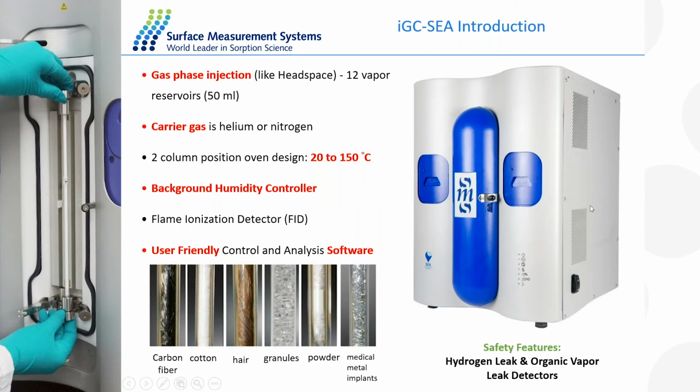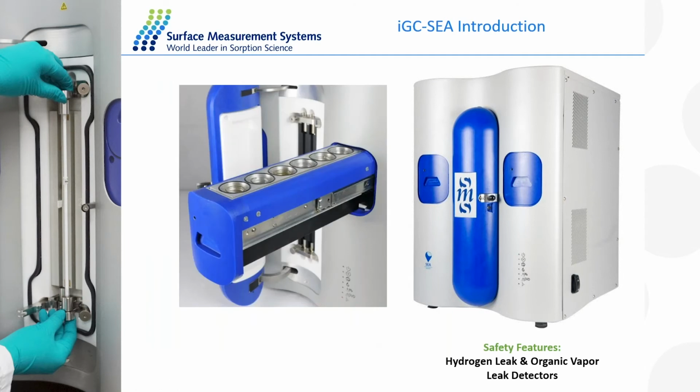On the right-hand side is an iGC-SEA system. As you can see, there's a door in the middle and two drawers that open up. Each drawer is occupied by 6 different reservoirs, and this is where you put your gas vapors and your solvents that you wish to use for analysis. Typically, we introduce some non-polar and polar probes into the system. This is very useful, especially when analyzing surface energy. We need a mixture of both to obtain the dispersive surface energy and specific surface energy.